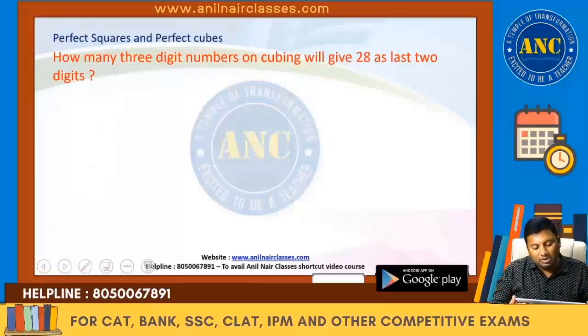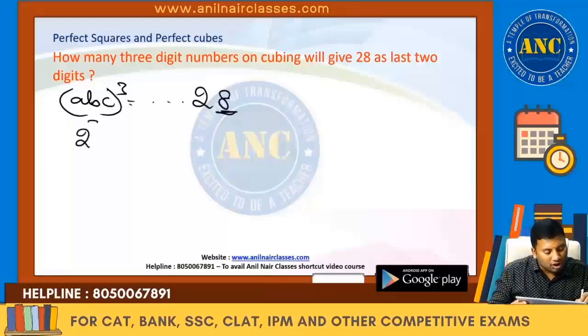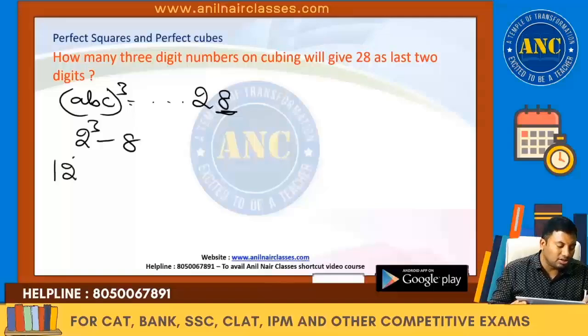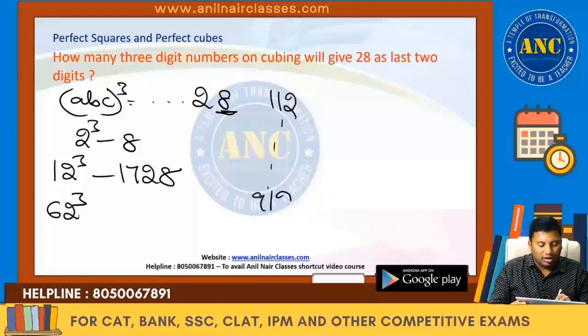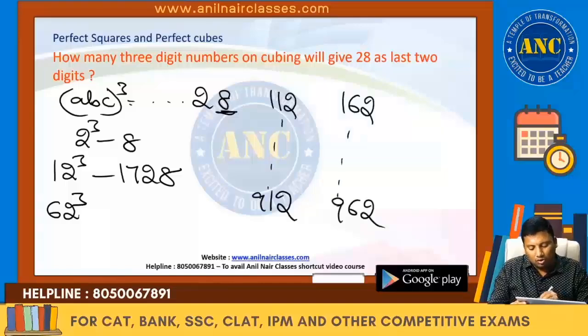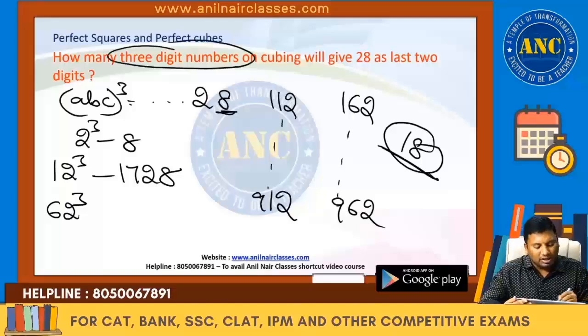How many 3-digit numbers on cubing gives 28 as the last two digits? It is 8. Smallest number is 2 cube, 8. Next is 12 cube. 12 cube is 1728. If it is 12, next number will be 62 cube. Same thing: 112 to 912 or 162 to 962. Total 9 plus 9, 18 numbers. Idea clear? Very easy question if you know this logic. Tens place can be from 1 to 9. I hope the idea is clear.